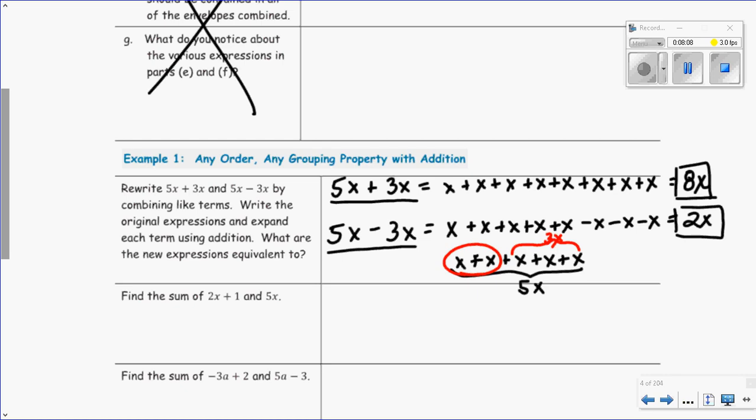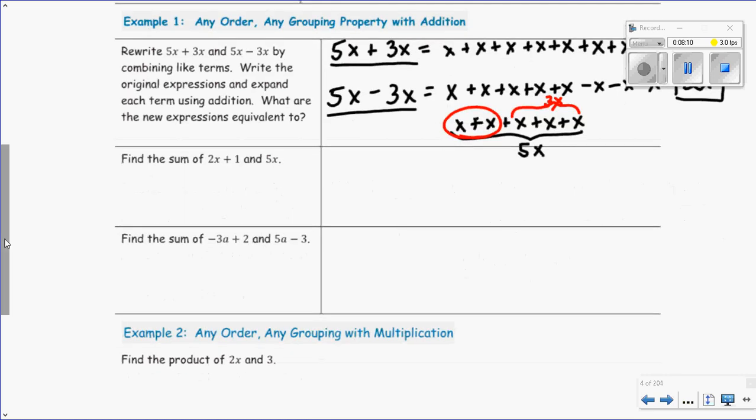Okay, let's find the sum of 2x plus 1 and 5x. 2x plus 1, and remember, a lot of times we think we're combining those, so that means we're going to add 5x. Okay, for this one, go ahead and try that on your own and see if you can figure out what that is. This has to do with combining like terms.